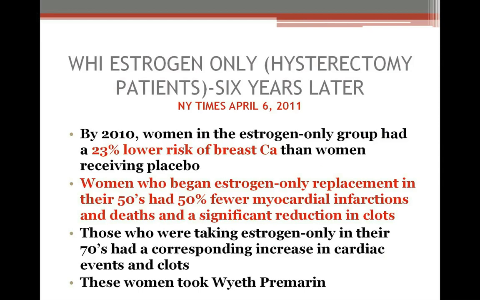So it's clear that estrogen-only replacement therapy is different from the combined replacement therapy. You can't do this in women who have their uterus because it would greatly increase the risk of uterine cancer because of the continued stimulation of the uterine lining. But in women who don't have a uterus, you can do this. But they found also the women who were over the age of 70 who had been taking estrogen in the study had a corresponding increase in cardiac events and clots. So the women who were older did not benefit, and the women who were younger in their 50s did benefit. And both groups tend to benefit from a lower risk of breast cancer. Why that is isn't really known. That's something that's going to require some sort of study because it's one of the few things that's been found to reduce the risk of breast cancer.